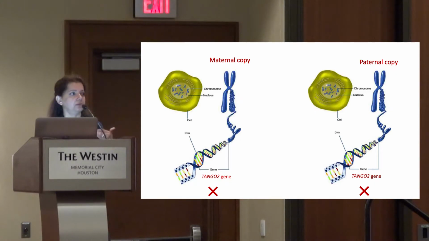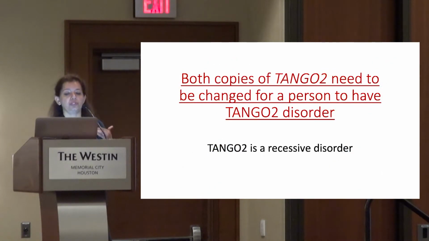And then we have a child who inherits one copy from mother and one copy from dad, and none of the TANGO2 copies are working well. That's when the problem starts to happen. So both copies of the TANGO2 gene need to be changed for a person to have TANGO2 disorder. That's basic. Everybody's born with TANGO2 genes. In most cases they work fine. And then here comes along a child who has problems starting from the beginning, and we find out that he has changes in both his copies of TANGO2.